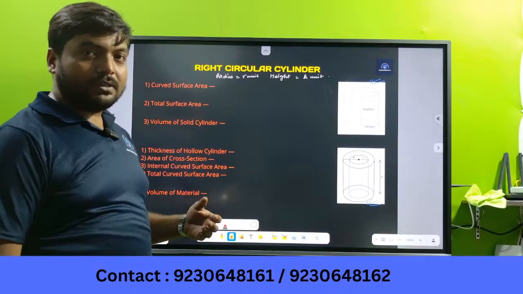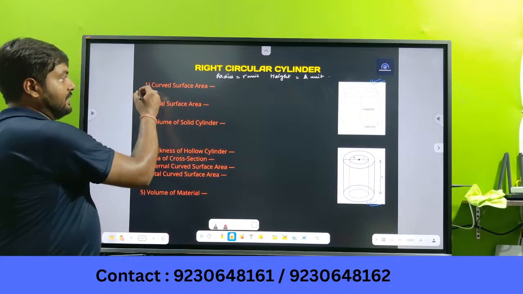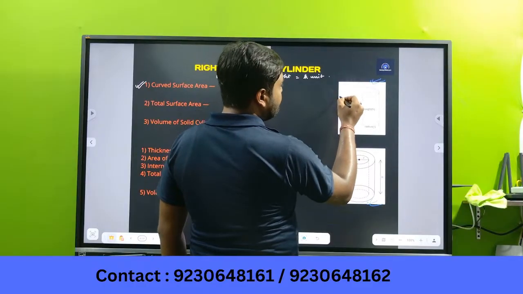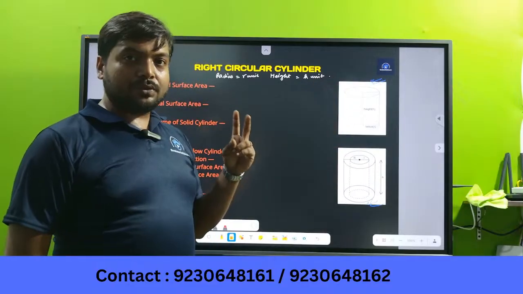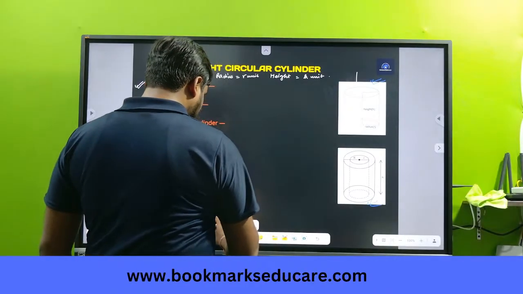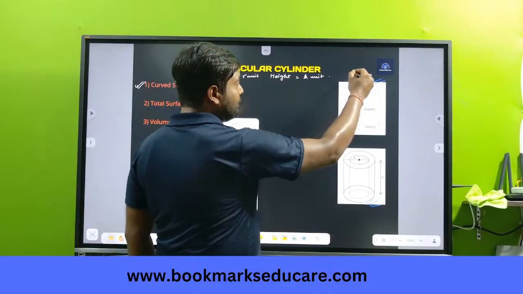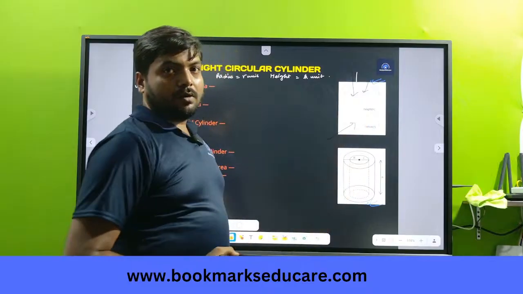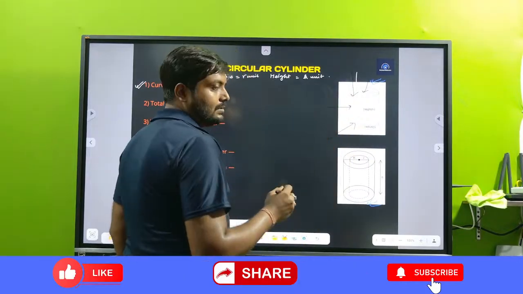So there are few formulas on cylinder. What are they? First we will have the curved surface area. The curved surface area, what does that mean? That means this portion, the outer portion that is curved. It has actually two plane areas, this is the plane area, the top and the bottom of the cylinder, and it has a curved area, that is the curved portion.